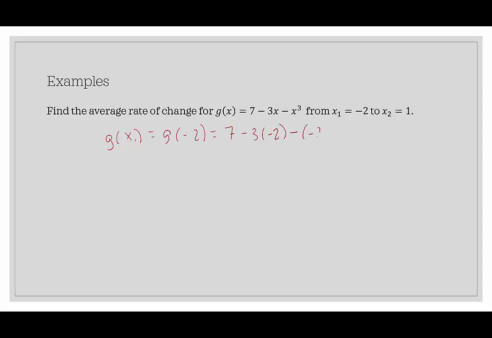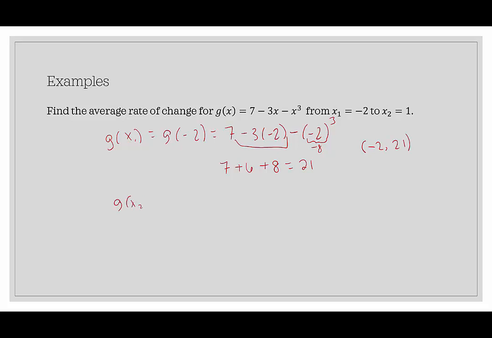So 7 minus 3 times -2 minus -2 cubed. Following order of operations, I can start with this exponent. This would give me -8. So I have 7. I can go ahead and do this too. This becomes positive 6. This becomes -8, minus -8 becomes plus 8. So I end up with 15 plus 6, which is 21. Okay, so what I know here is I have one ordered pair. I plugged in -2, and my output was 21.